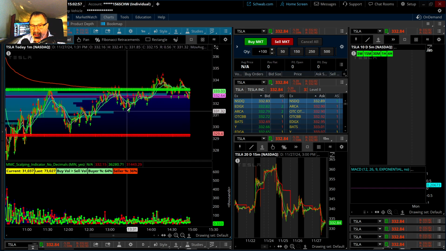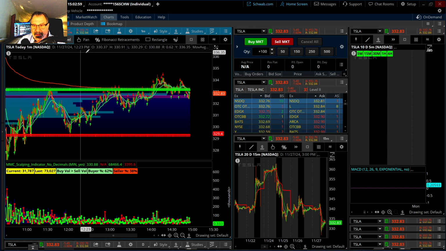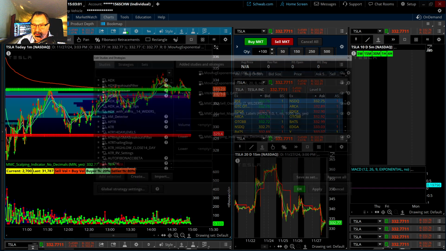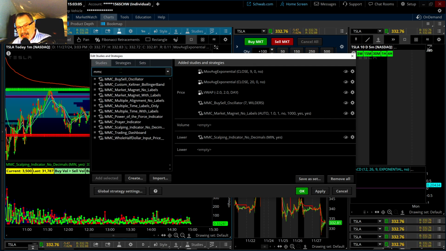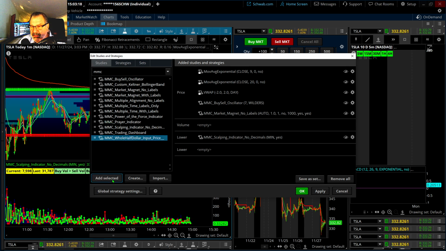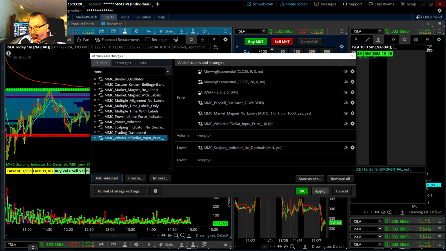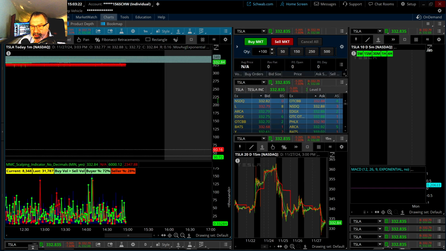So that's one indicator you might want to get. Let's go over to the others. I keep getting asked the same questions, guys, and that's why I'm going over these. We've already got the scalping indicator. These are just different types of scalping indicators. Prayer indicator, power of the force. They're lots of fun. Oh, here's the new one that should be out now for everybody, the whole and half dollar. So it's a big mess, as you can see.